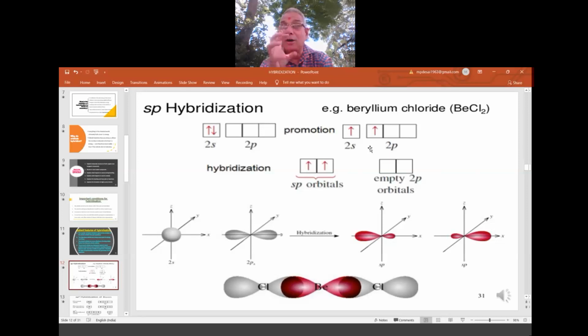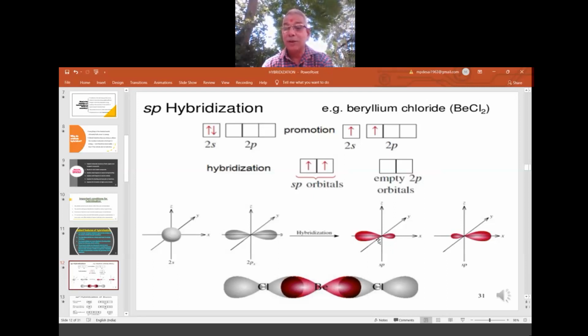So how many orbitals are going for the hybridization? 2 orbitals. One is s orbital, that is 2s, and one is p orbital, that is 2p. Both are mixing here, and these two will remain empty. Then these two mix, and they become hybrid orbitals. These are called sp hybrid orbitals. Number of orbitals before hybridization is 2, and number of hybrid orbitals after hybridization is 2. So before and after, the same number is maintained. That is the condition for hybridization.